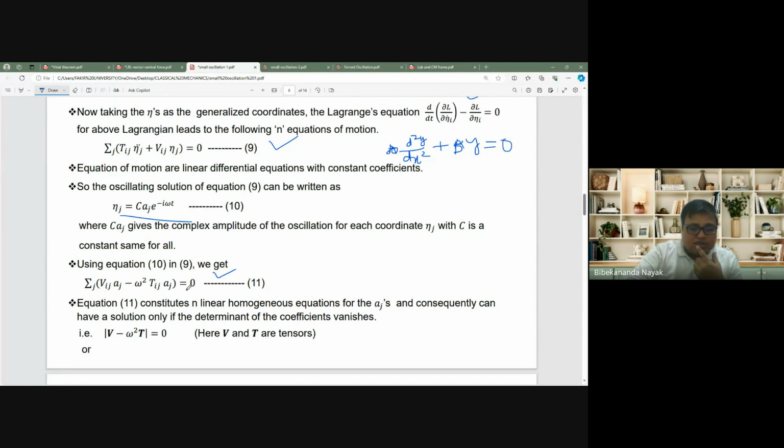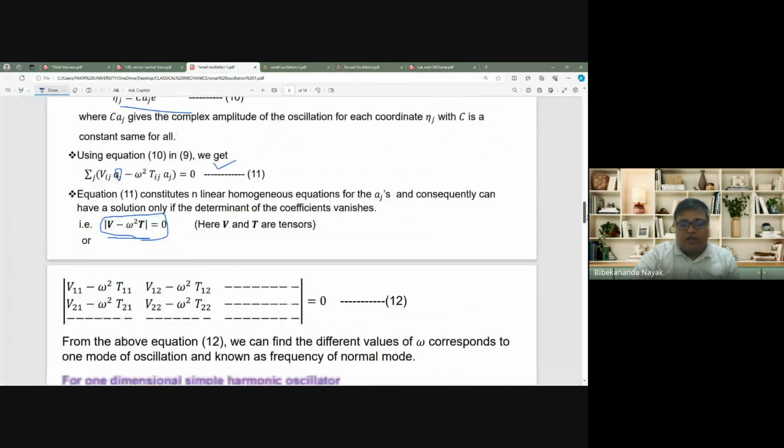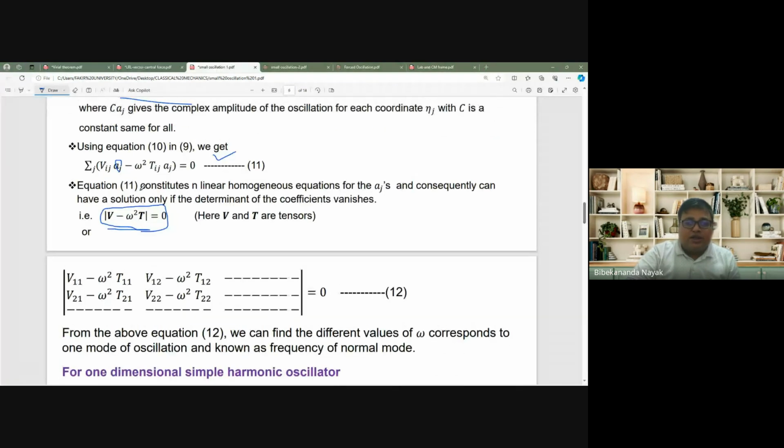This is 0, and A_j is multiplied here, so we take it common. So V_ij minus omega square T_ij multiplied with the vector A_j is always 0. This implies that V minus omega square T, where V_ij and T_ij are components of the V and T tensors, must always be 0. That means depending on the dimension, we have a number of angular frequencies. For one dimension, it is only the simple equation V minus omega square T is equal to 0. If the dimension increases, to 2 dimensions, 3 dimensions, we have this type of determinant.